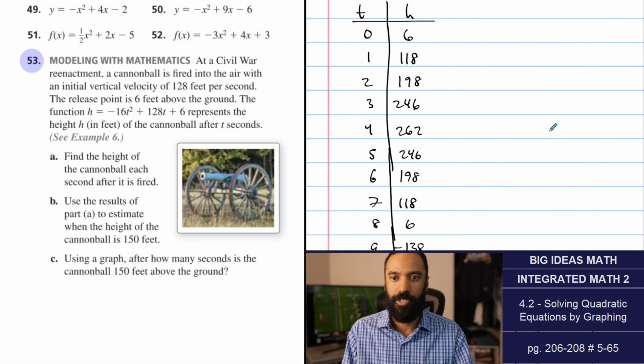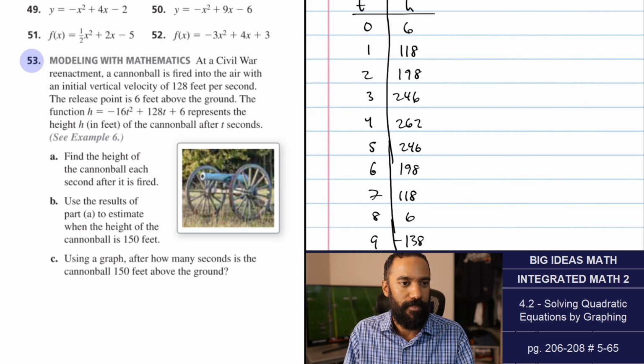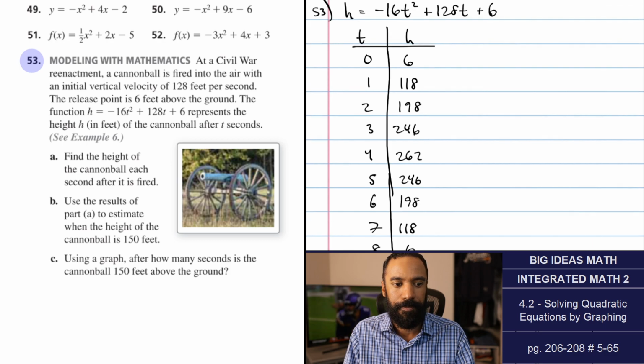So 246, 198, 118, and 6. So I'm writing these down. 8 is 6, and 9 is -138. Okay, so here's the table that I wrote. Sorry, the 9 gets cut off just a little bit there at the bottom. But it looks like that. Those are the values. Time in seconds and height in feet. That's part A.